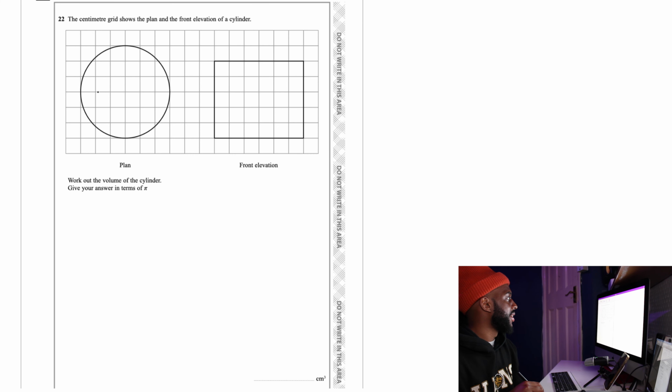We've got a cylinder question. Centimeter grid shows the plan and the front elevation of a cylinder. Work out the volume of the cylinder, giving your answers in terms of pi. So when it says in terms of pi, we're going to leave pi in our answer.